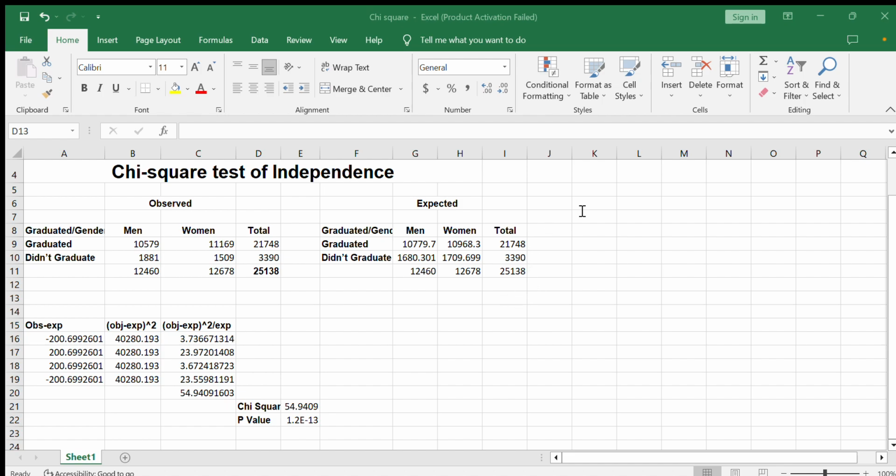So you have the table value from the chi-square table, and this is the calculated value. If you go to this Excel, you will see that the calculated value is 54.9409. Coming back to this Word document, I'm explaining row minus 1: the row for men, which is 2, and the row for women, which is also 2. So 2 minus 1 gives you 1, times 1, which eventually gives you 1. Now, the degree of freedom has been found to be 1.